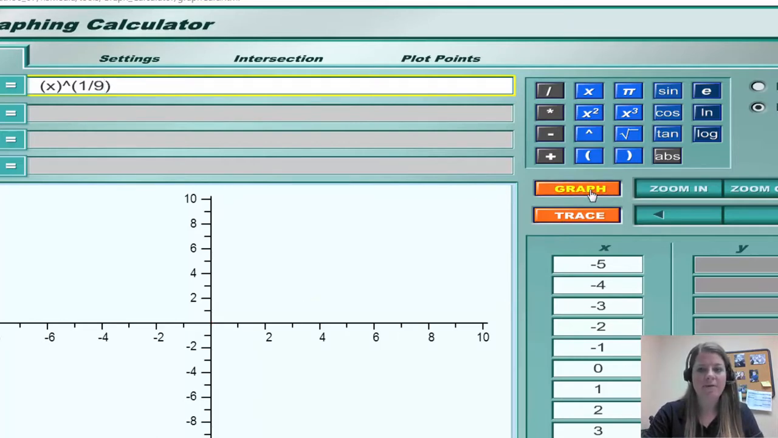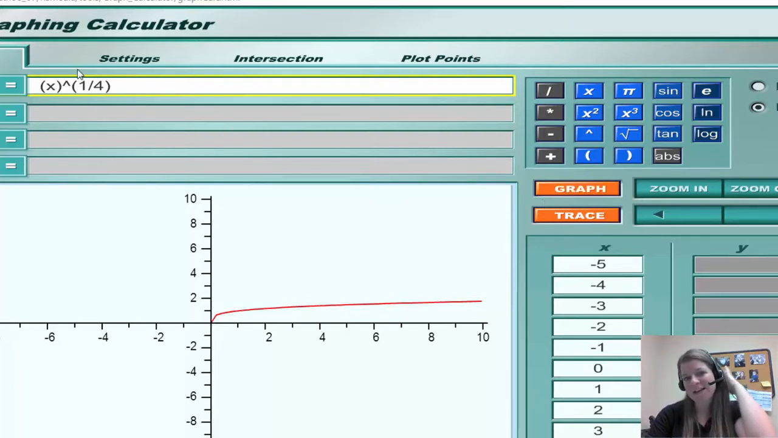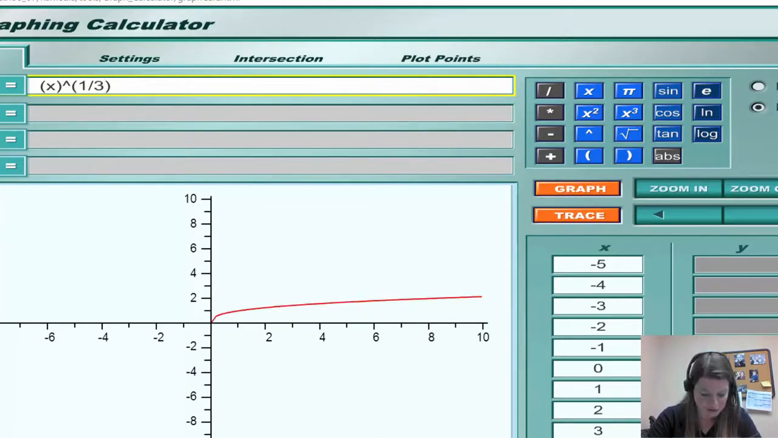Yeah, still not quite graphing. So the third power, and I must be missing something. It should have a negative portion because you can take the negative of a third root. So I guess I can't show you the third power on the calculator.